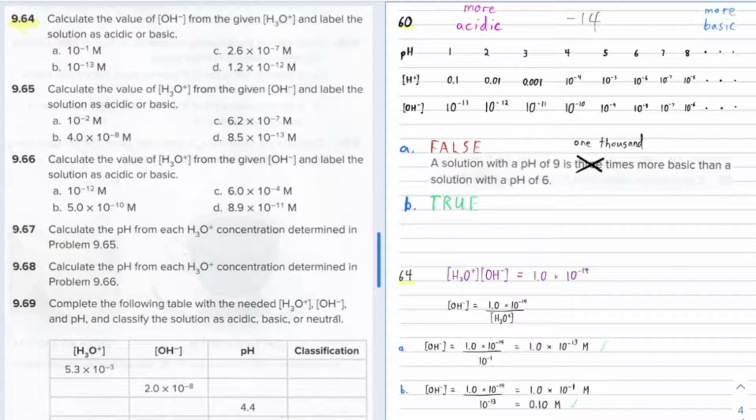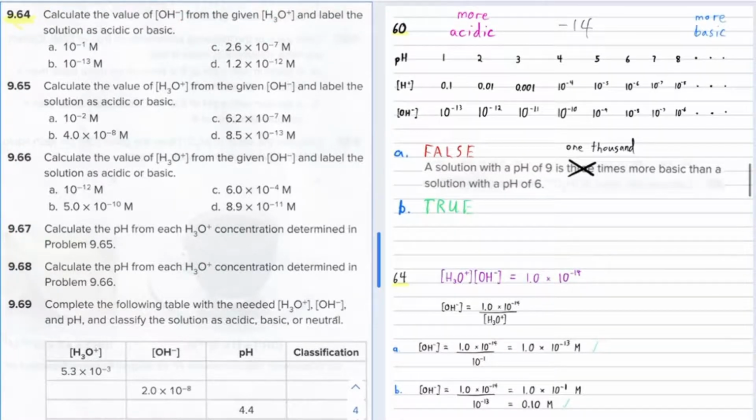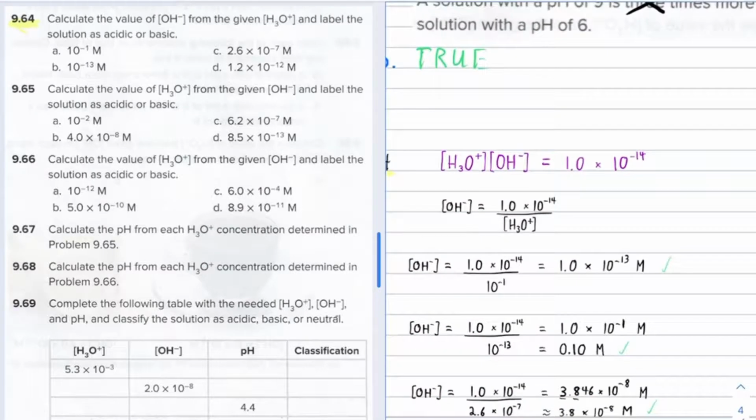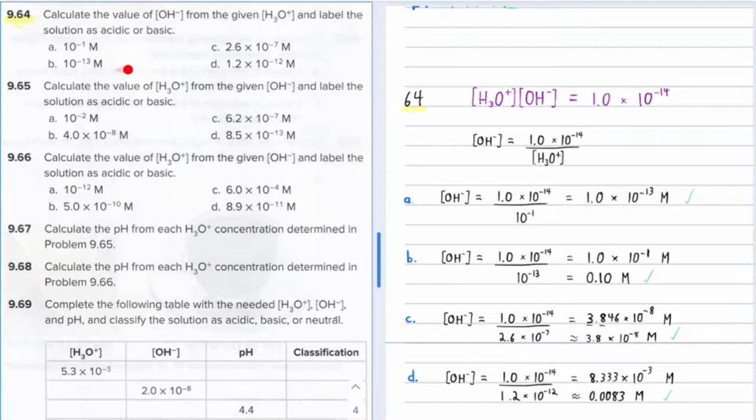So in problem 64, we're interested in the hydroxide concentration if we're given the proton concentration. So let's solve this equation for the hydroxide concentration. Let me blow this up a little bit. Solving for hydroxide concentration, there it is. And we can simply plug in the proton concentration that we're given.